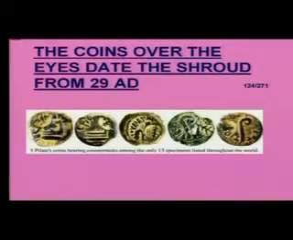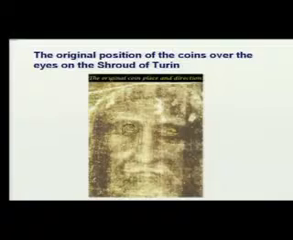Now, very importantly, the coins over the eyes date the shroud to the years immediately after 29 AD. Over the eyes, you can make out, if you do some special techniques, which Dr. Alan Whanger has done, that coins were placed over the eyes. It's basically to keep the eyelids shut.